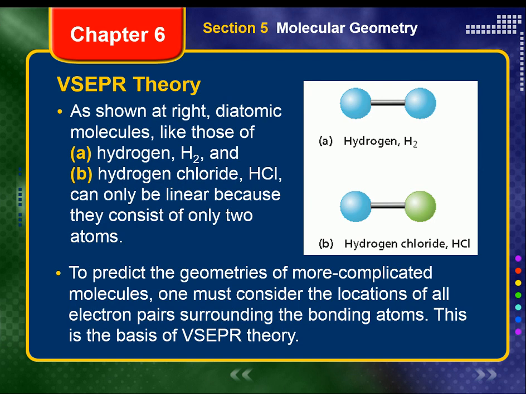VSEPR theory. As shown in figure 6-20, or on page 183 of your text, or on the screen now, diatomic molecules like those of hydrogen, which is H2, and hydrogen chloride, HCl, must be linear because they consist of only two atoms. To predict the geometries of more complicated molecules, one must consider the locations of all electron pairs surrounding the bonded atoms. This is the basis of VSEPR theory.